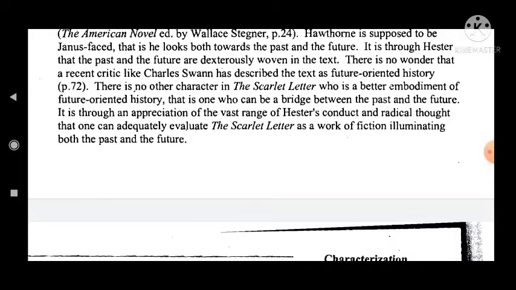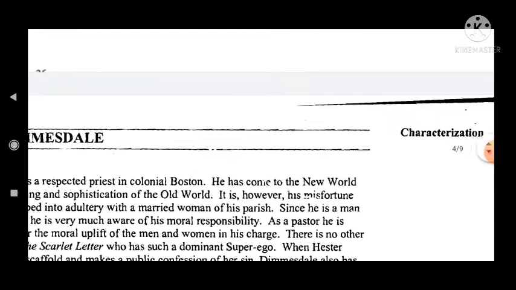That is one who can be a bridge between the past and the future. It is through an appreciation of the vast range of Hester's conduct and radical thought that one can adequately evaluate The Scarlet Letter as a work of fiction, illuminating both the past and the future.